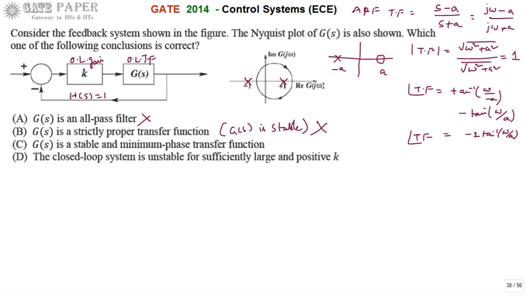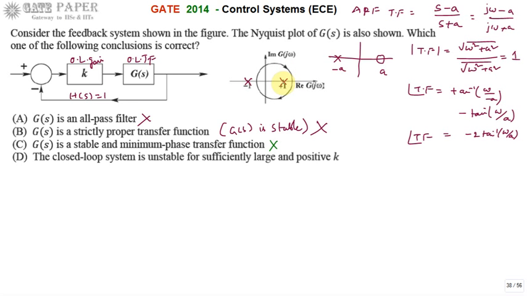The requirement for a minimum phase transfer function is that for open loop G of j omega, all the poles and zeros must lie on the left half of S-plane only. Then only is a minimum phase shift possible between output and input. So this is also wrong because there is a pole present on the right half of S-plane. So G of S is not a minimum phase transfer function.